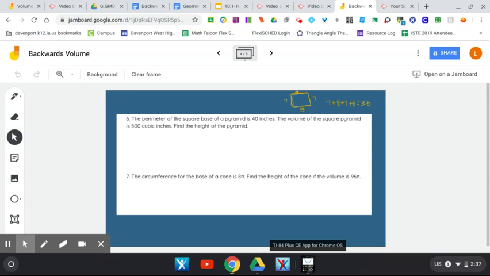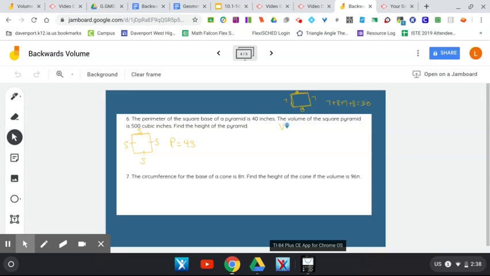For this number 6 here, it says the perimeter of the square base. Well, in a square, all 4 sides are congruent. So I'm just going to put S here. So the perimeter for a square is 4 times S, because S plus S plus S plus S is 4S. So the perimeter of the square base of a pyramid is 40 inches. The volume is 500 cubic inches. Find the height of the pyramid.